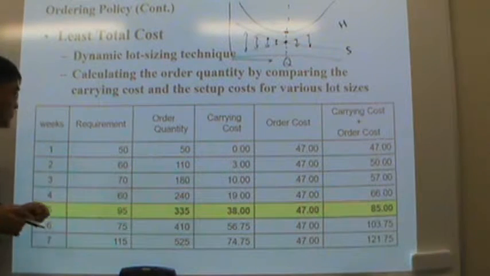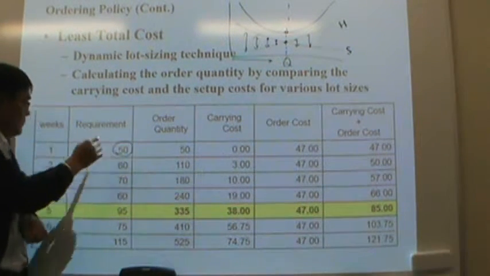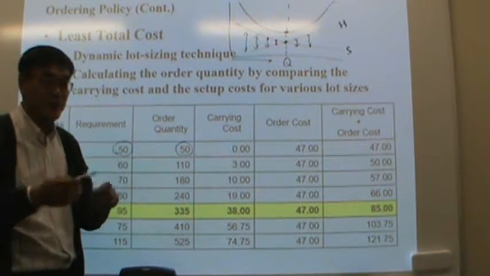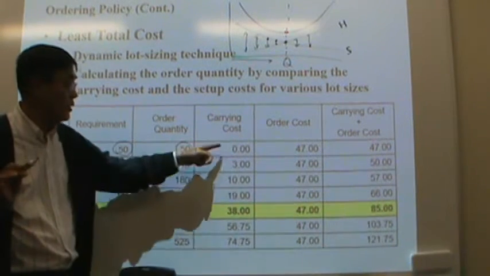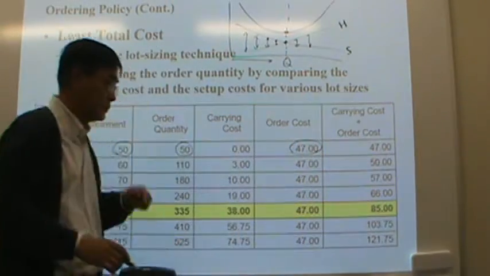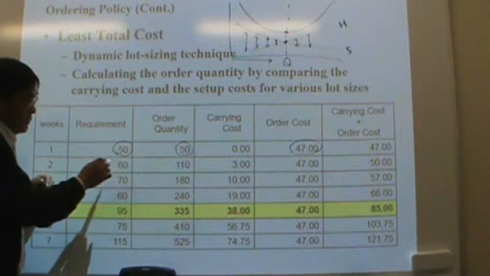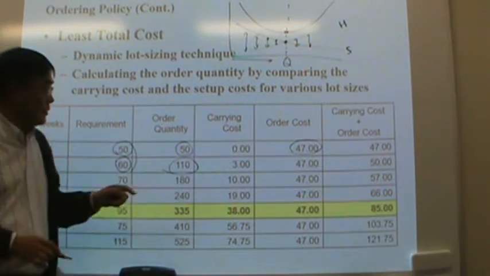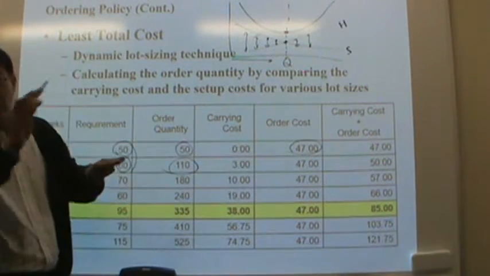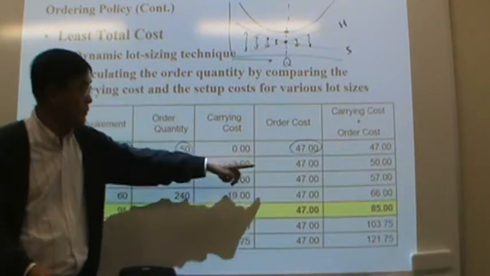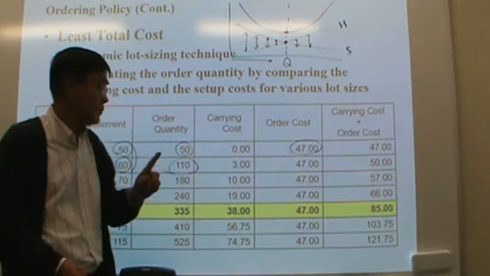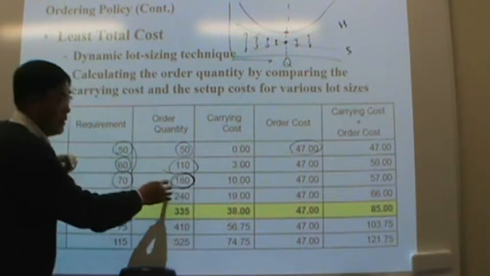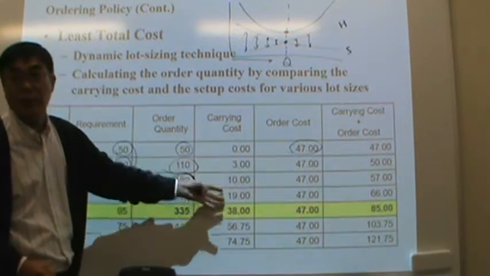From that idea, if this company needs 50 in the first week, order only 50, then there is no inventory cost because we need 50, receive 50, and then consume all. There is no inventory, no carrying cost, but there is order cost. If this company needs 60 in the second week, then the total is 110, right? Use 50 but 60 carries over, so there is some inventory cost. But the order cost is the same because we order one time. 70 in the third week, the total is 180. Order 180. Use some, but there is inventory and then carrying cost.